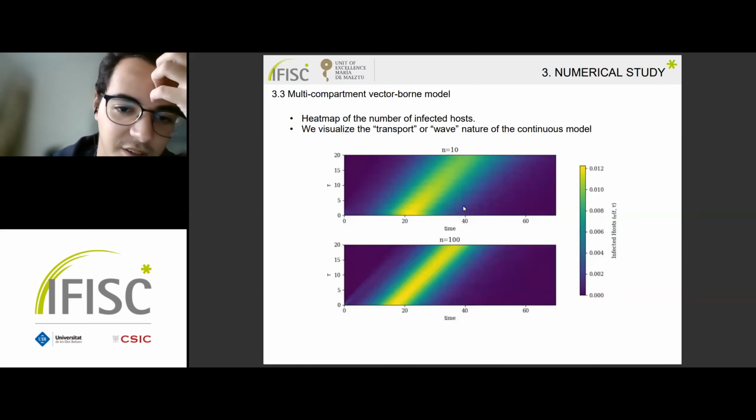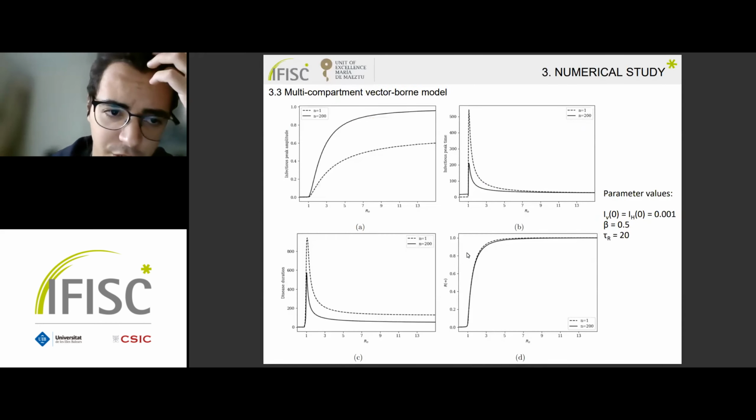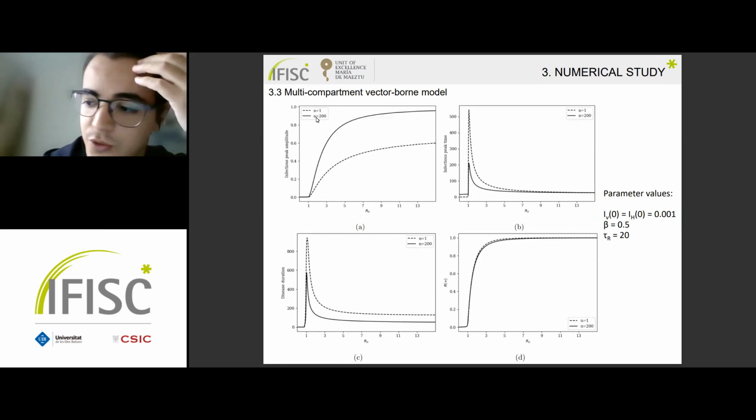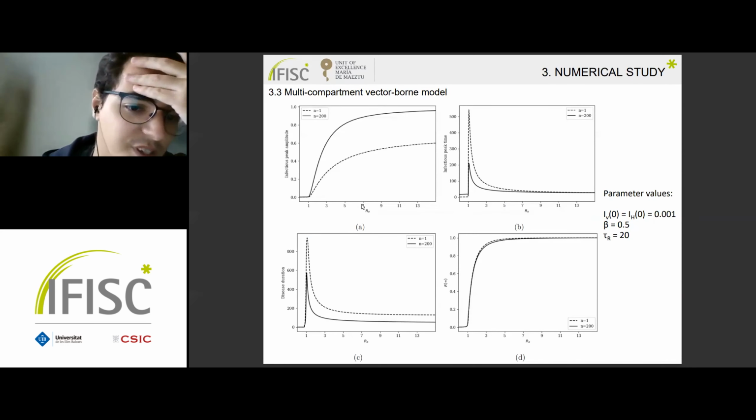So as you can see, we can visually see the transport of these infected hosts through all infected compartments when we go to the continuous limit as we increase the number of compartments. Here we are analyzing 4 magnitudes in this vector-borne model. We make a comparison between the single and the multi-compartment cases, n equal to 1 and n equal to 200, which is the continuous case, and we do the comparison for the same reproduction number.